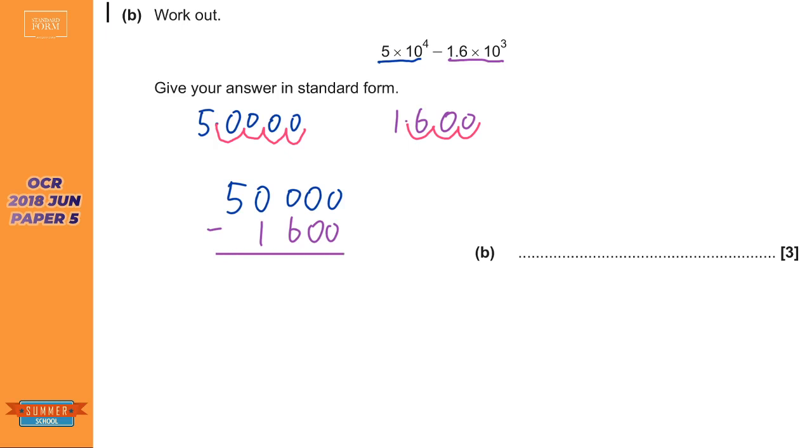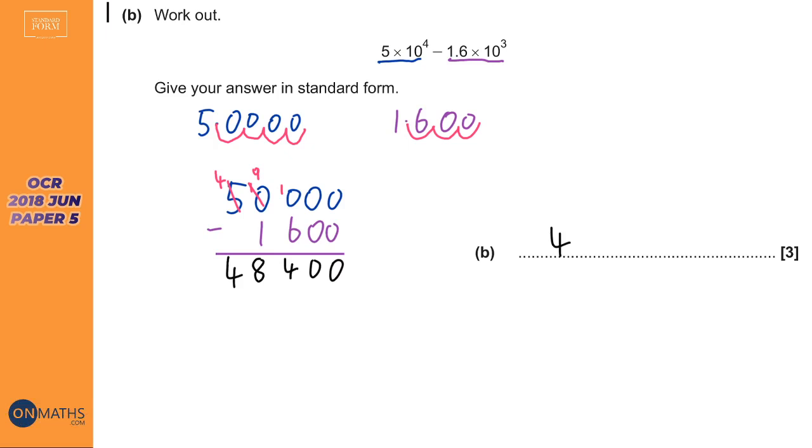Okay, so we're going to have to borrow quite a few here. Make that a 4, make that a 10. Then make that a 9, make that a 10. So 0 take away 0 is 0. 0 take away 0 is 0. 10 take away 6 is 4. 9 take away 1 is 8. 4 take away nothing is 4. So the answer is 48,400.